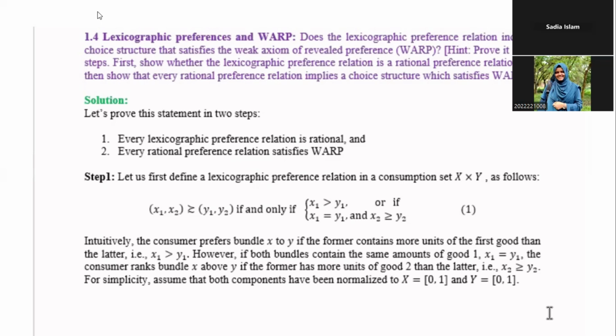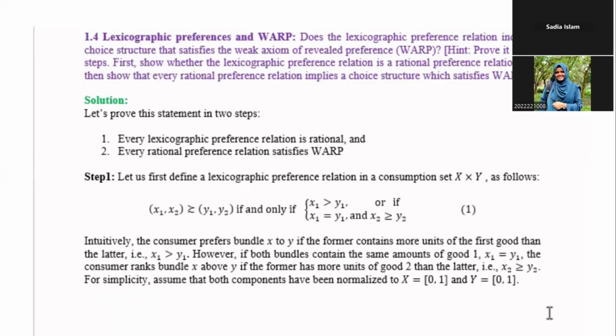So according to my question, there are two hints that we have to prove this question in two steps. First one is every lexicographic preference relation is rational, and another one is every rational preference relation satisfies the weak axiom of revealed preference.